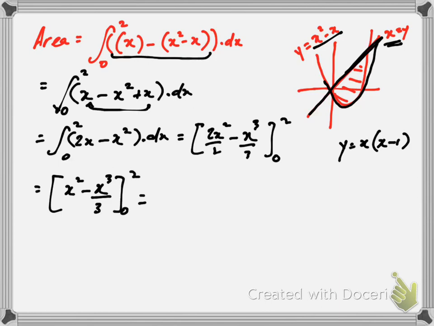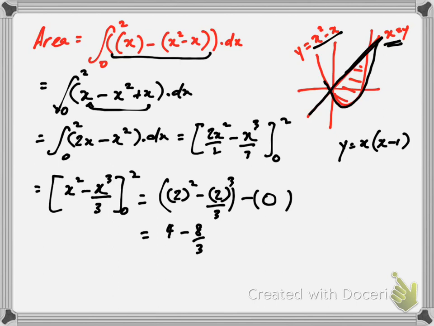And if you substitute, we go 2 squared minus 2 cubed over 3 minus 0, because if you substitute 0 in place of x, you will end up with 0. And therefore you get 4 minus 8 over 3, which will give you 4 over 3. And that is the area between the two curves. All right, there you go.